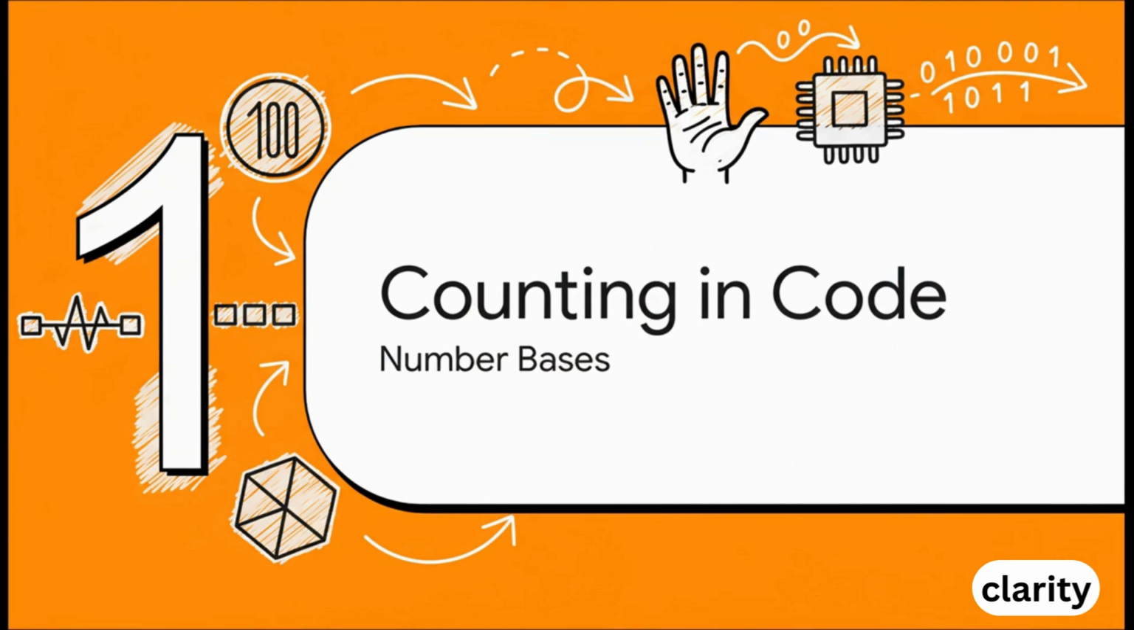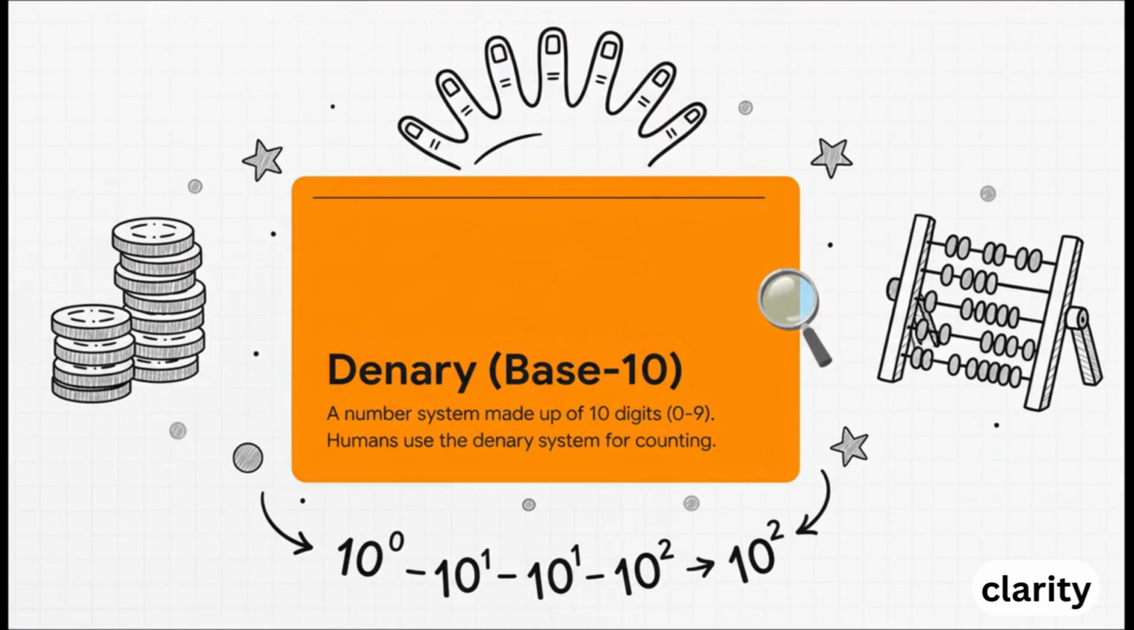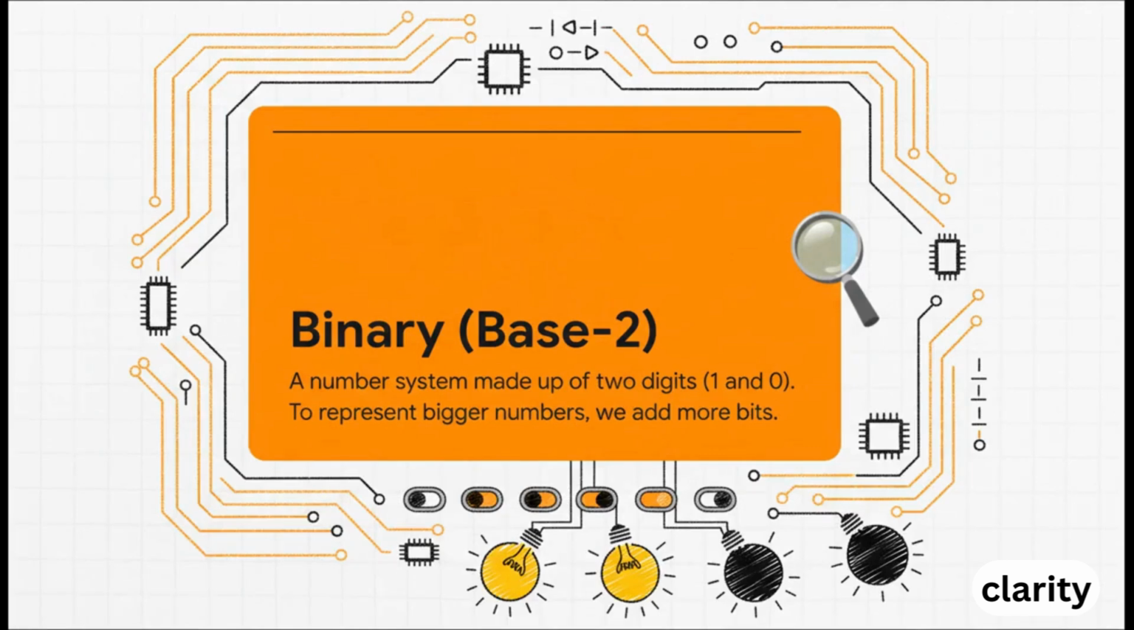It all comes down to the number base. So for us, our entire world revolves around denary, or base 10. It's just how we think. We have 10 digits, right? 0 through 9, and we use those 10 symbols to build every number imaginable. Each spot in a number is just a power of 10. Pretty straightforward.